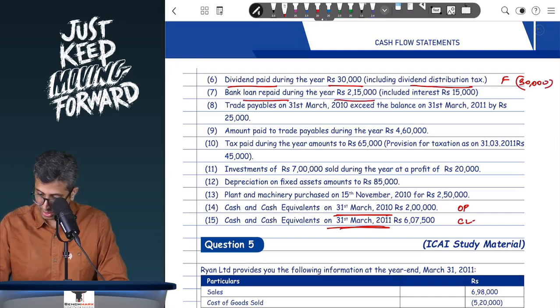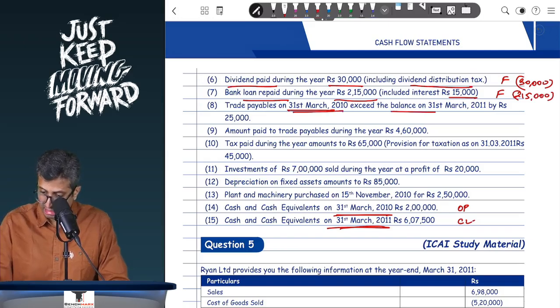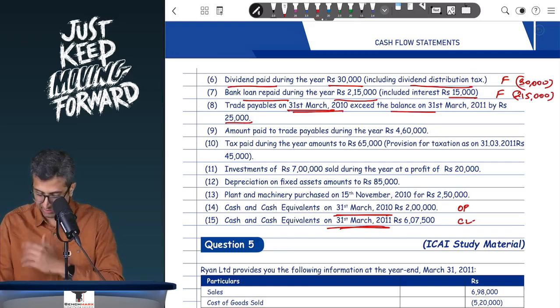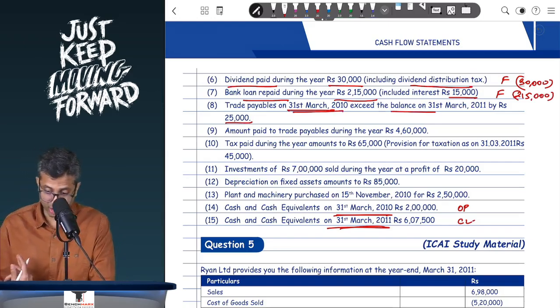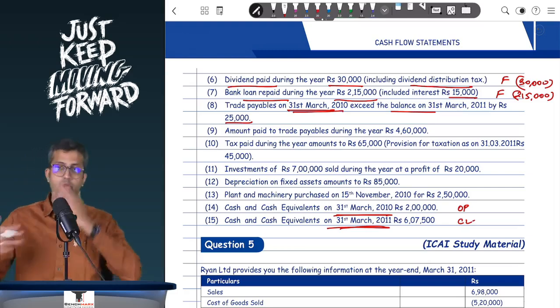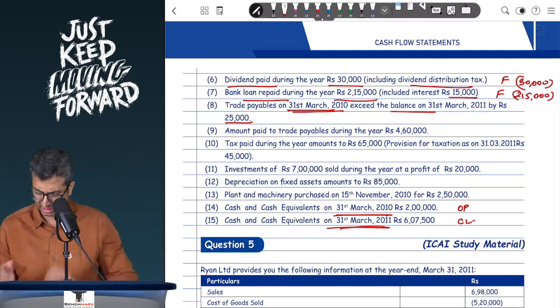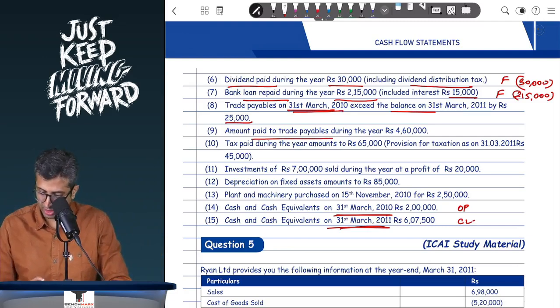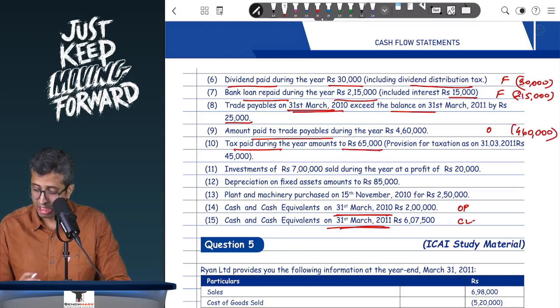Bank loan repaid during the year is 2,15,000 including interest. So over here 2,15,000 financing. Maybe you can show 2 lakh and show 15 separately. Trade payables on 31st March 2010 exceeded the balance on 31st March 11 by 25,000. So your opening was greater than closing. See what to do. Amount paid to trade receivables was 4,60,000. This is operating, less 4,60,000. Tax paid during the year amounted to 65,000 and provision for tax was 45. Basically, ultimately tax paid is 65,000.